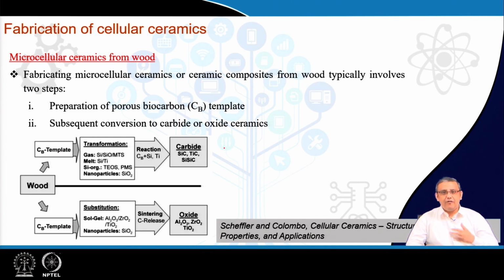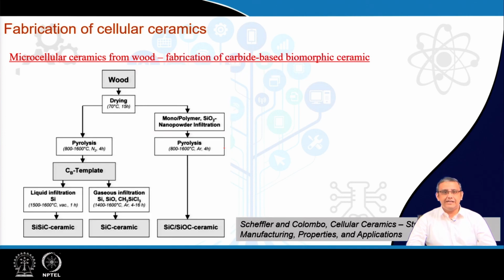A detailed flow chart of fabricating silicon carbide ceramics from wood in a cost effective manner is shown in this slide. As you can see, the process starts with wood, that means the morphology of the wood that you want, whatever porosity or pore morphology one wants. That kind of wood is initially selected, and after the first drying stage, the next stage is the pyrolysis, which takes place, as I already mentioned, at temperatures more than 800 degrees Celsius.